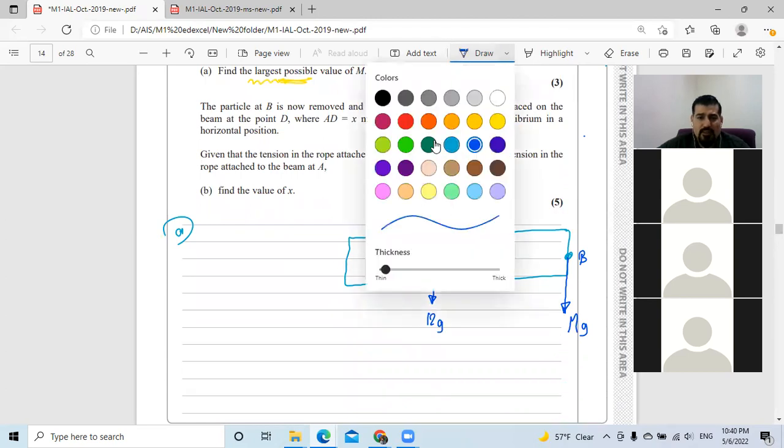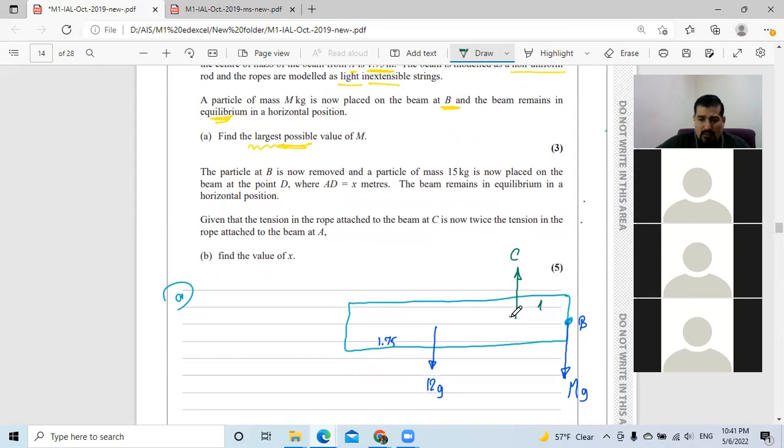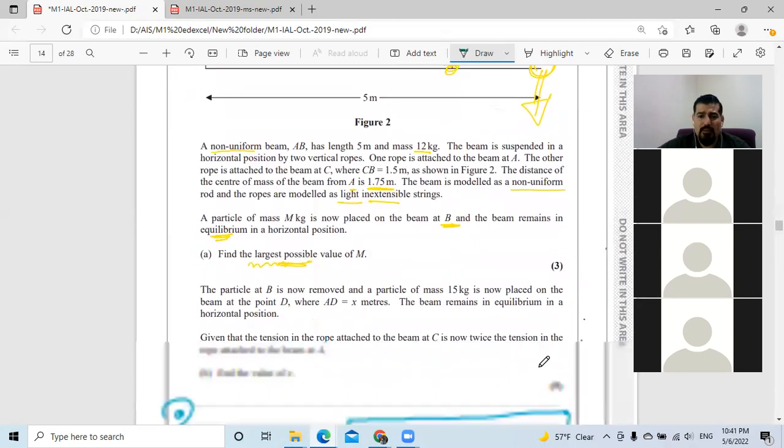And the rope here, at C, and the distance here is 1 meter. Now, it's very important for us to know how far the weight, the center of mass, is away from C, because I'm going to start studying the moment about C.